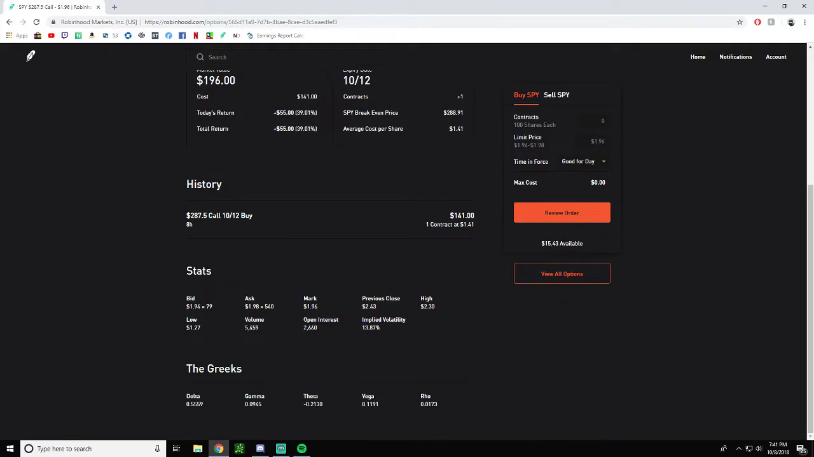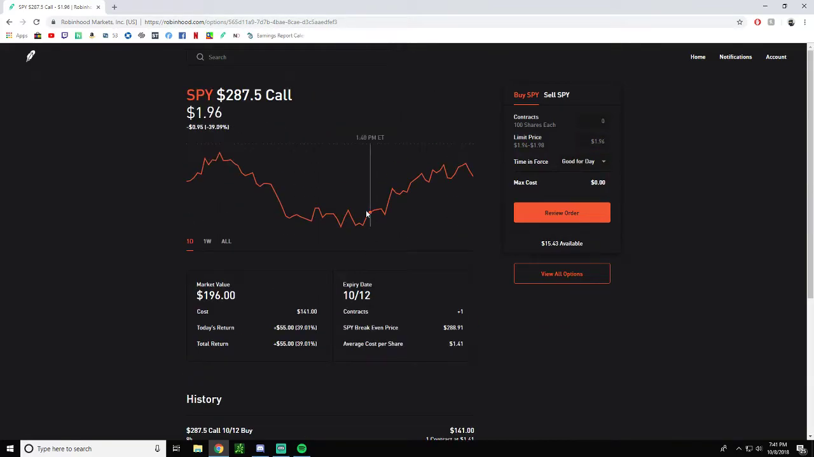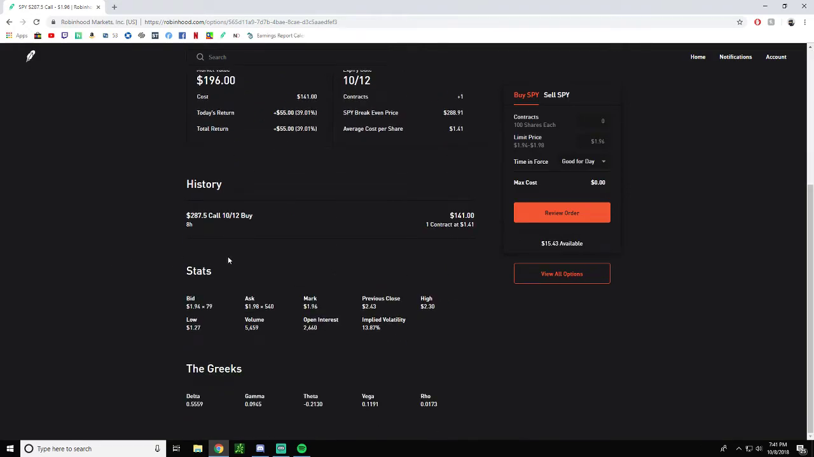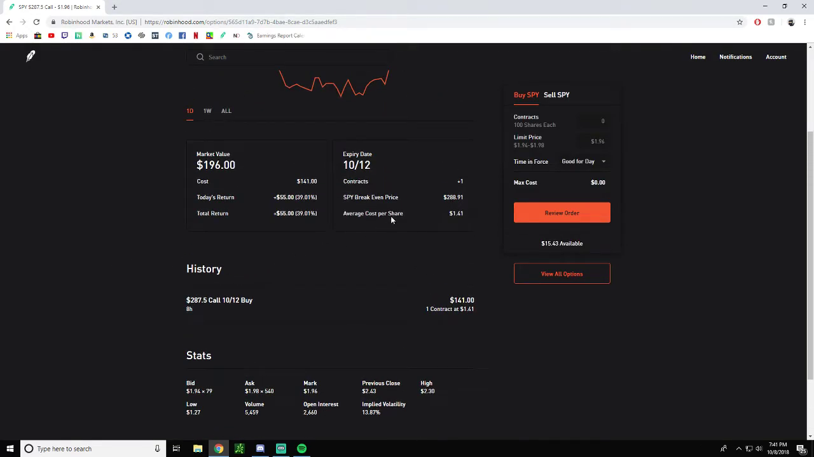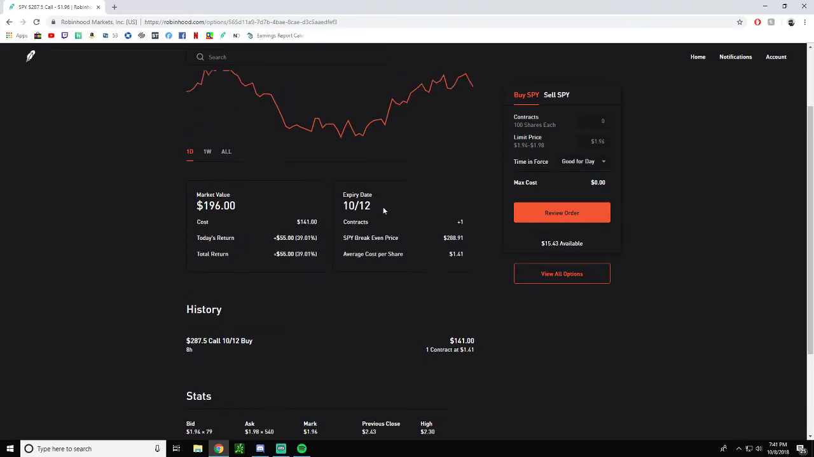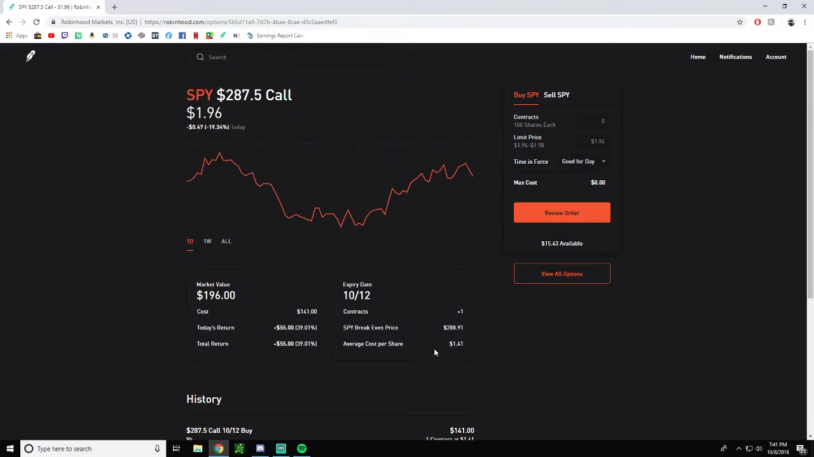Volume was a lot more than open interest, so I took a lot of interest in this specific call. Seems like a lot of people are getting into it. Break even's 288.91, so we're not even looking at that far of a stretch.